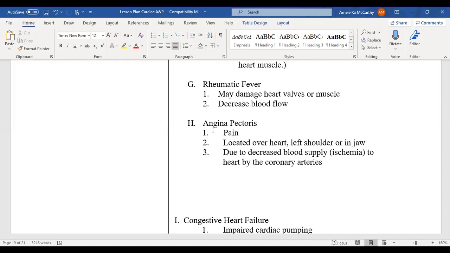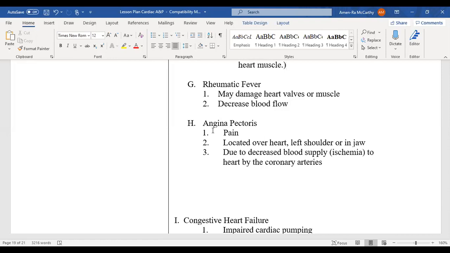So number one, angina pectoris is simply pain. Pain is located over the heart, left shoulder, or in the jaw, right? Those are some of the places you can have pain if you're having a heart attack. You can feel it over the heart area. You can feel it in your left shoulder or in the jaw. You think it's a toothache and it could actually be a heart attack sign.